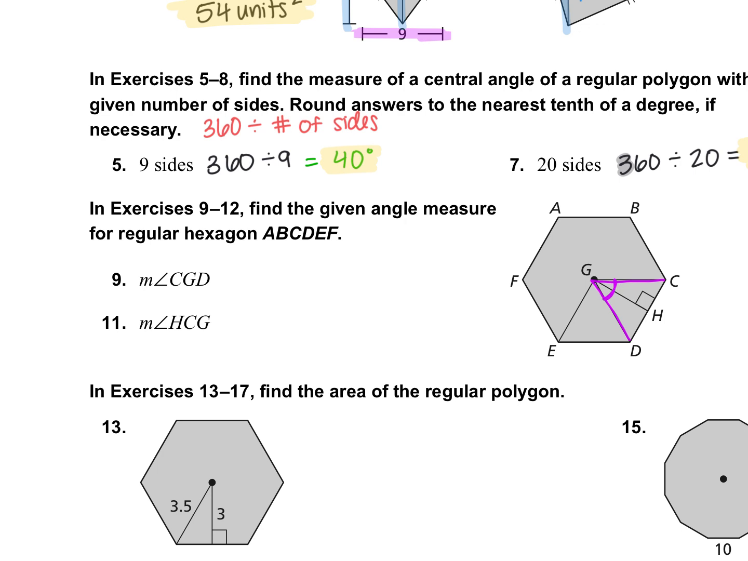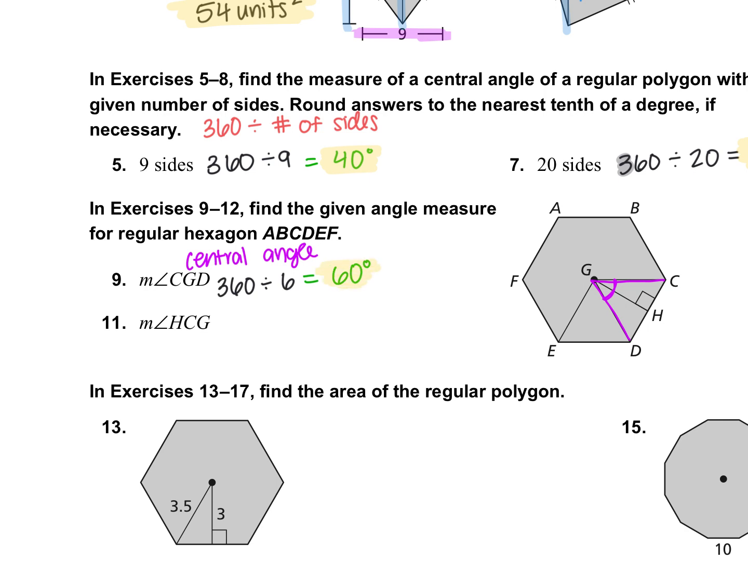Good. This is a central angle. And we should know how to find a central angle. How do I find a central angle? 360 divided by the number of sides. And how many sides are there in a hexagon? 6. Perfect. And if you divide it correctly, 60 degrees is my answer.